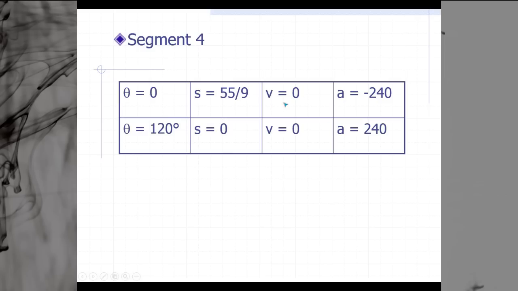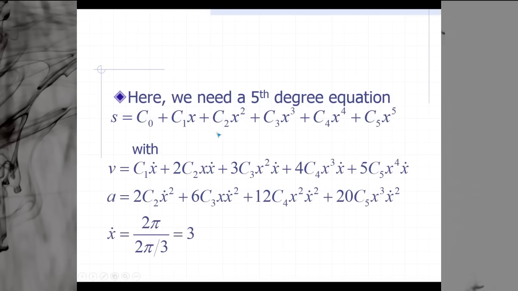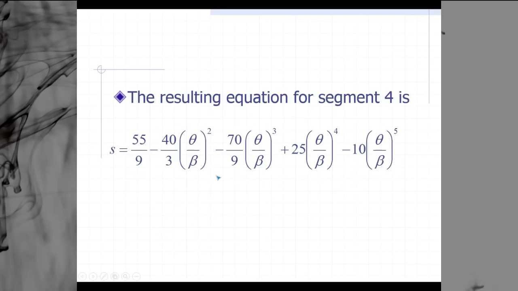And so we have 1, 2, 3, 4, 5, 6 boundary conditions for segment 4, resulting in a 5th order polynomial. So here's our 5th degree equation. We differentiate to get velocity and acceleration. Our x dot is 2 pi over, in this case, 2 pi over 3, giving us a 3 for our x dot. The resulting equation for segment 4 is as follows.